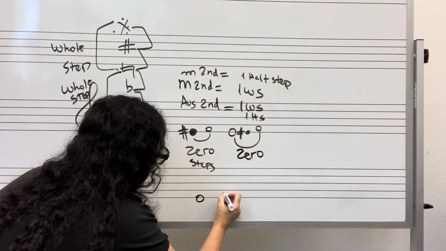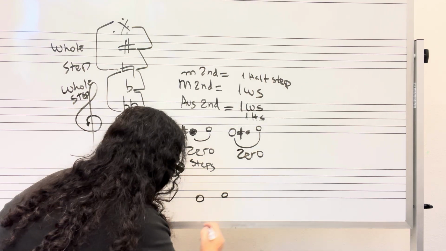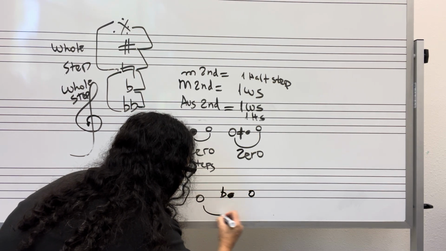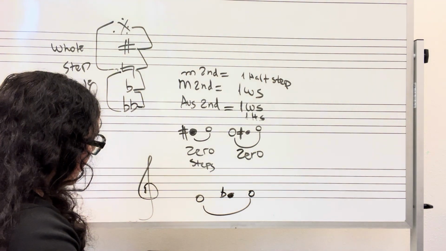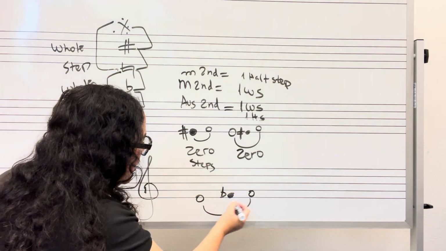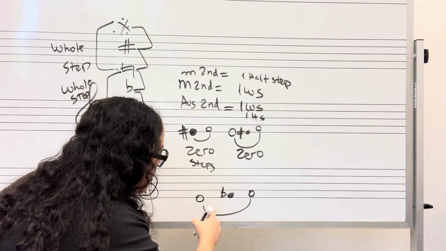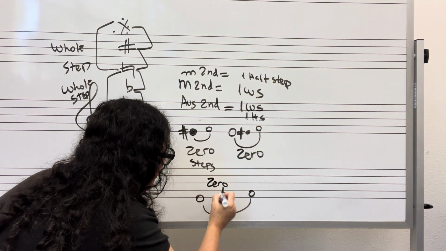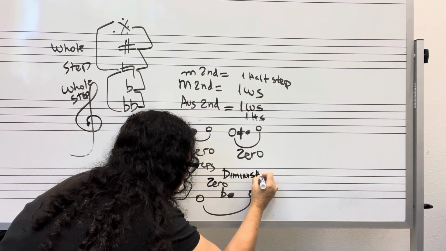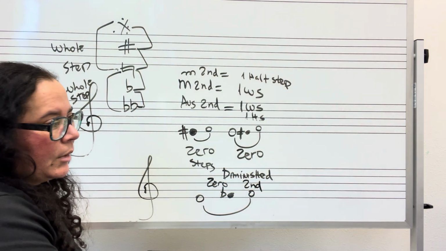Now E to F, I'm going to put one flat on the F. I'm going to alter the second. E to F already has the lowest distance between two consecutive conjunct sounds. If I put a flat on the F, F flat is going to be on the same key on the piano as the E. So the distance between E to F flat is 0. Therefore they are a diminished second.